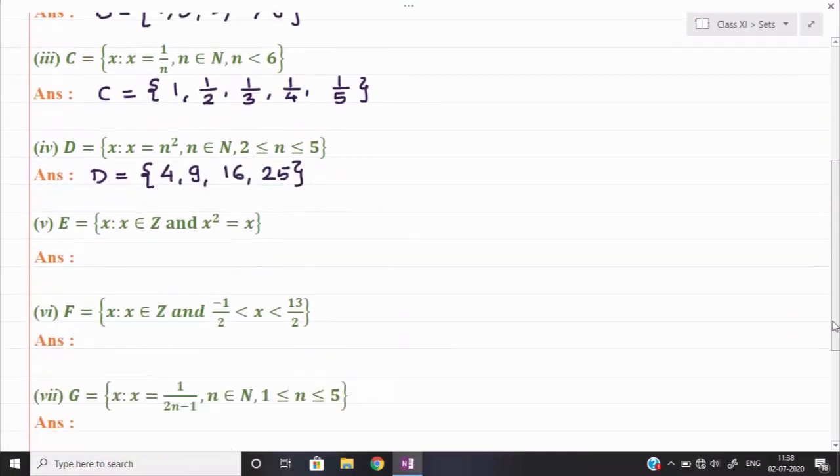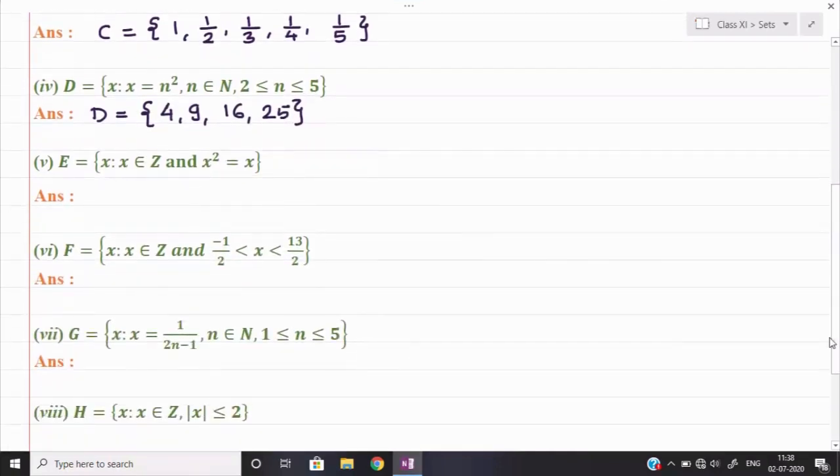Similarly, let us see the next one, part number 5. In part number 5, they are saying x belongs to Z. Remember, Z means the set of all integers. I think last year also we saw some questions in chapter number 1. So Z will be the set of integers. Set of integers means we can take positive as well as negative integers. So we need to find those elements whose square is equal to themselves, meaning if you square them, it will come equal to that element only.